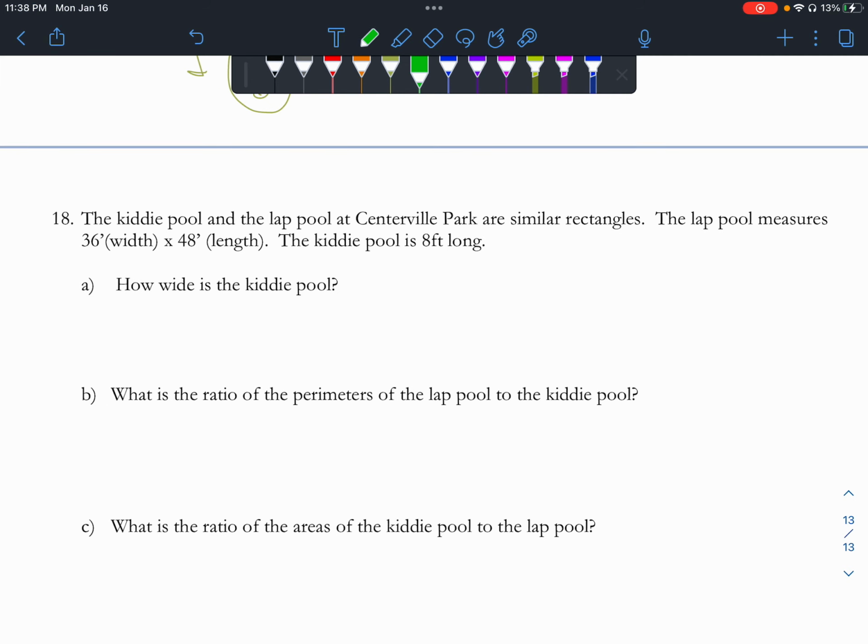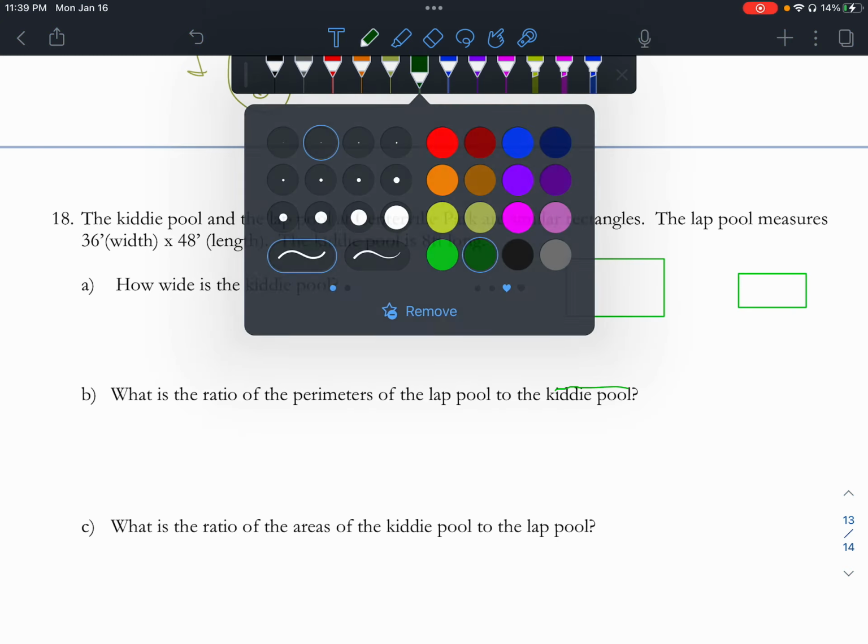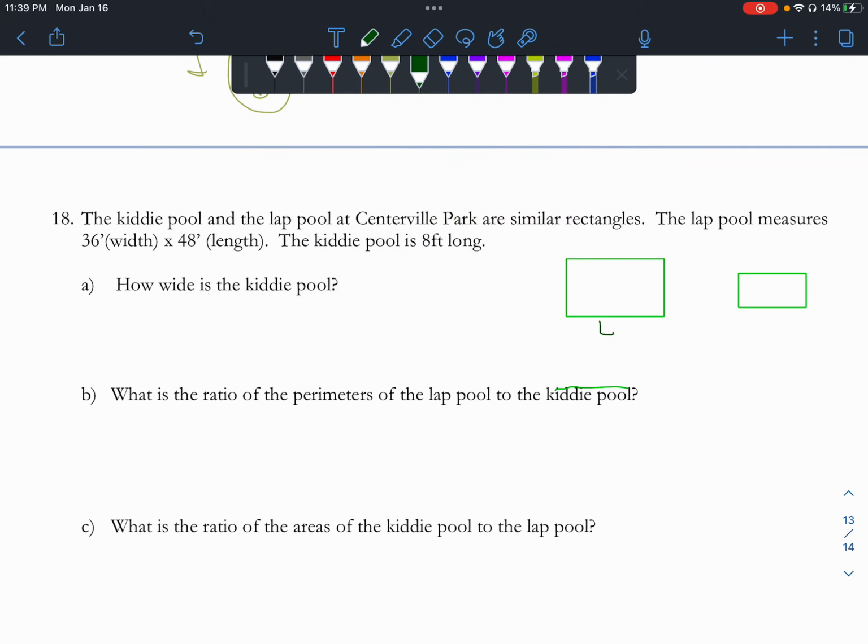Next one we've got, it says we've got some pools. They're similar rectangles. One of them is 36 feet by 48 feet. We've got a kiddie pool that is unfortunately just 8 feet long. Let's draw some pictures for this one. Let's do that as the real pool and the kiddie pool. We have 48 feet by 36 feet. The kiddie pool is 8 feet long, and we have no clue how wide it's supposed to be.